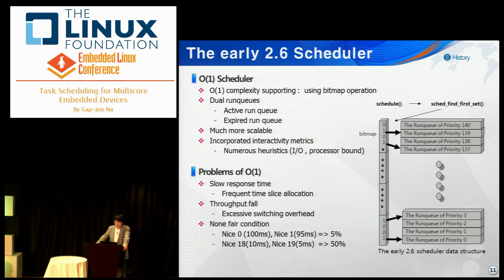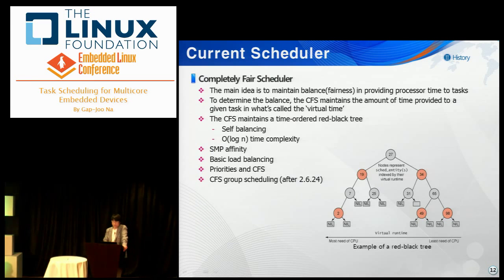But finally, after kernel version 2.6.23, the new scheduler called the completely fair scheduler, CFS, was adopted, and CFS is still used today. The main idea of CFS is to maintain balance in providing processor time to tasks. To determine the balance, CFS maintains the amount of time provided to a given task in what's called the virtual runtime. So CFS always tries to run the task with the smallest virtual runtime.